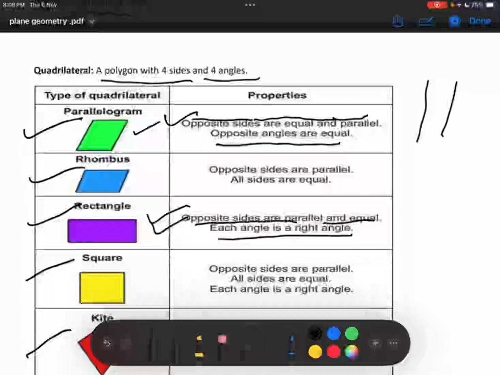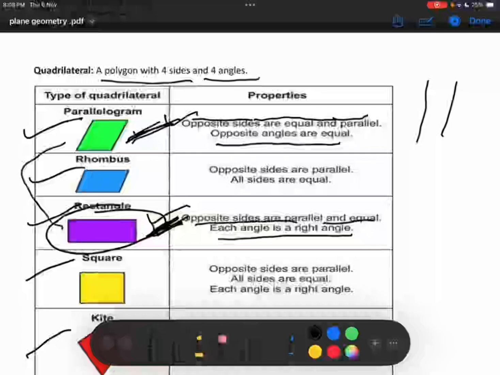In parallelogram, there is no condition of angle like it will be 90 degrees. So it is the only difference between parallelogram and rectangle. In fact, you can say all rectangles are parallelograms as well, because in parallelogram there is no condition of angle that it must be 90 degrees, but there is a condition in rectangle. So you can't say all parallelograms are rectangles. It is not true, but all rectangles are parallelograms because they are fulfilling the condition of parallelogram.